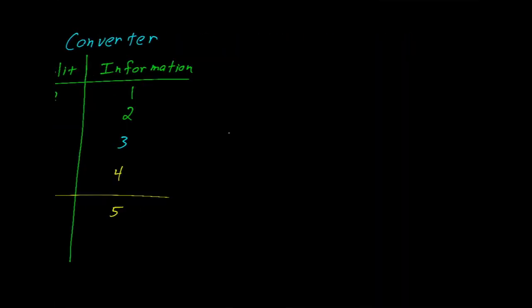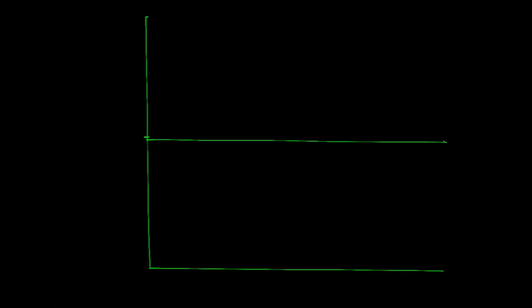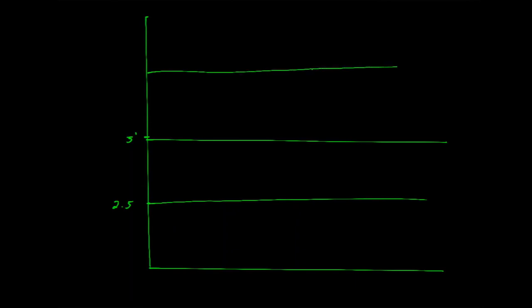If we were to put that information on a graph, it would look something like this. Our first split, or our first sensor, would be at the 5-foot mark. Our next two sensors would be at 2.5 and 7.5. With four sensors, we subdivide again.